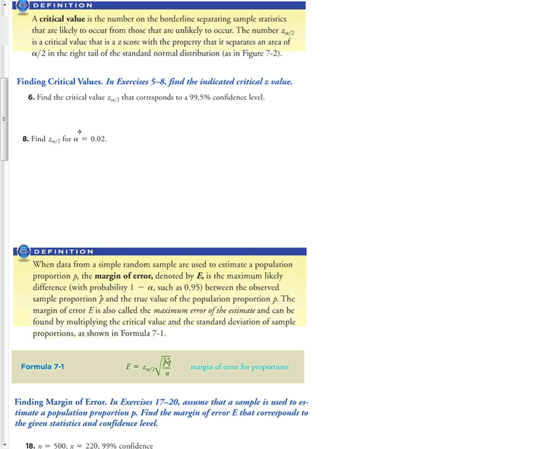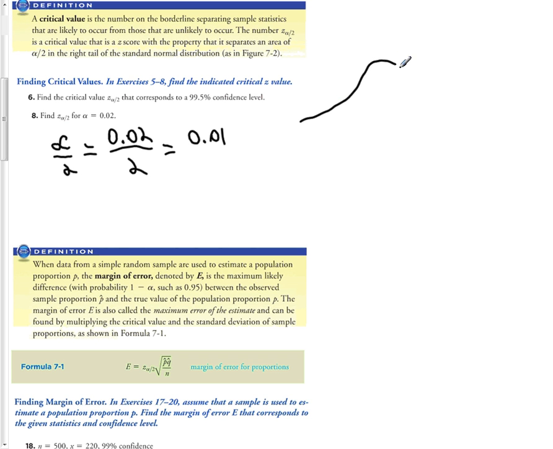All right, so we're working on this problem here, number 8. And what we want to do is find out what alpha over 2 is equal to. In this case, that's 0.02 divided by 2, which is 0.01. So now I know alpha over 2. I'm going to use this definition to find the critical value. It says the critical value is the z-score that separates an area of alpha over 2 in the right tail of the standard normal distribution.